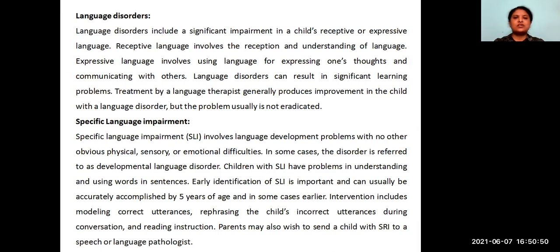Language disorders include significant impairment in the child's receptive or expressive language. Language disorders can result in significant learning problems. Treatment by a language therapist generally produces improvement in a child with a language disorder, but the problem is generally not eradicated. It can be managed. Specific language impairment involves language development problems with no other obvious physical, sensory, or emotional difficulties. Sometimes this disorder is also called developmental language disorder, and children with this problem have problems understanding and using words in sentences. Early identification of this problem can be done by 5 years of age. Intervention includes modeling correct utterances, rephrasing the child's incorrect utterances during conversation, and reading instruction. Parents may also wish to send a child with speech related issues to a speech or language pathologist.